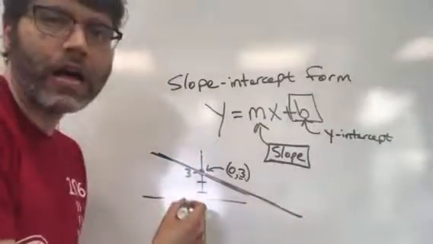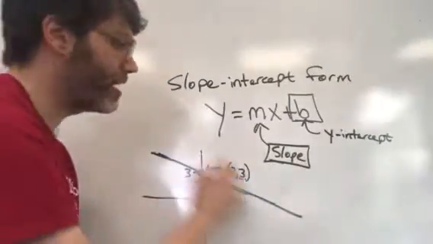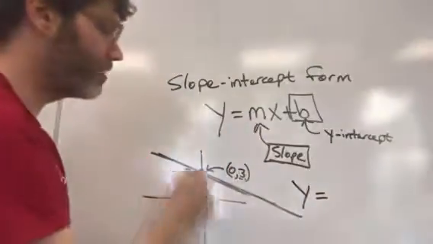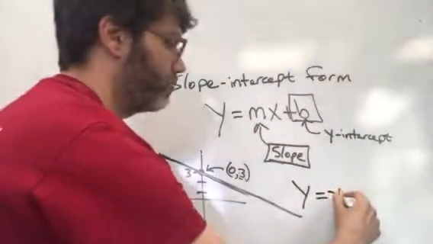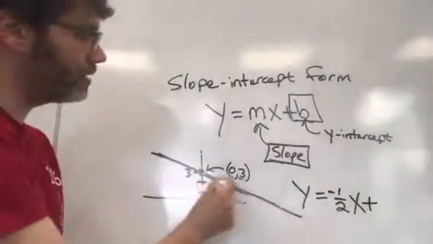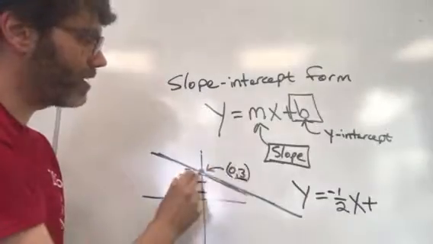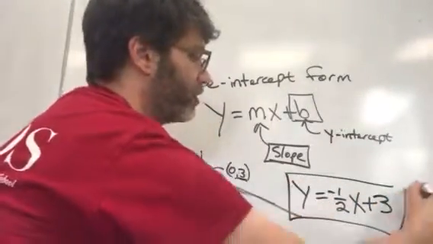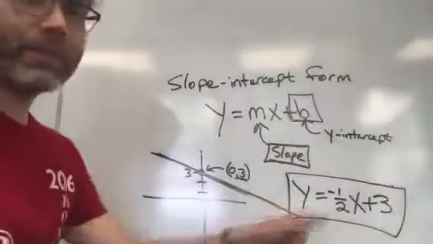If we were to write an equation of this line, it would be y equals, instead of m, let's put negative 1/2 x plus b. B is the y value of the y-intercept. Here it is at 3. And so this is the full equation in y equals mx plus b form.